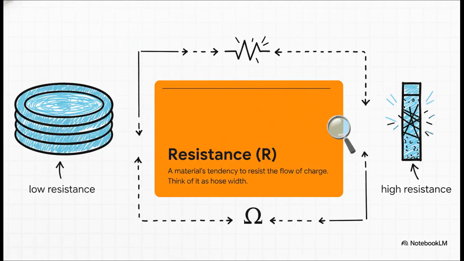And the last piece of our puzzle is resistance. In our water analogy, resistance is simply the width of the hose. A big, wide-open fire hose has very low resistance, so tons of water can flow through easily. But a tiny, narrow coffee straw, that's got really high resistance. It's going to fight that flow of water. Every single component in a circuit has some amount of resistance, and we measure that in a unit called ohms.